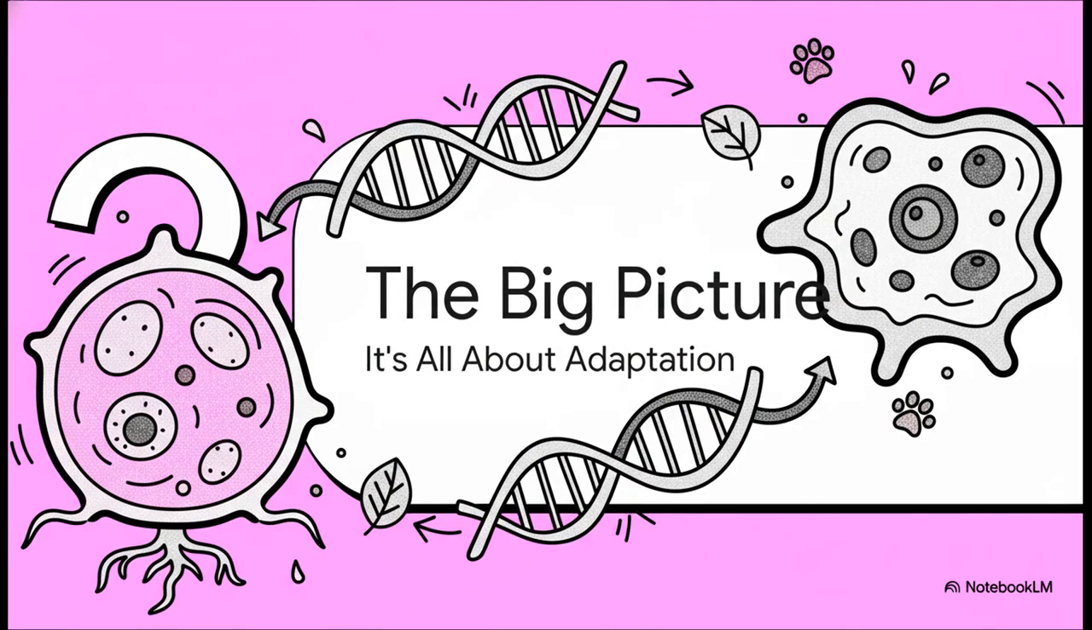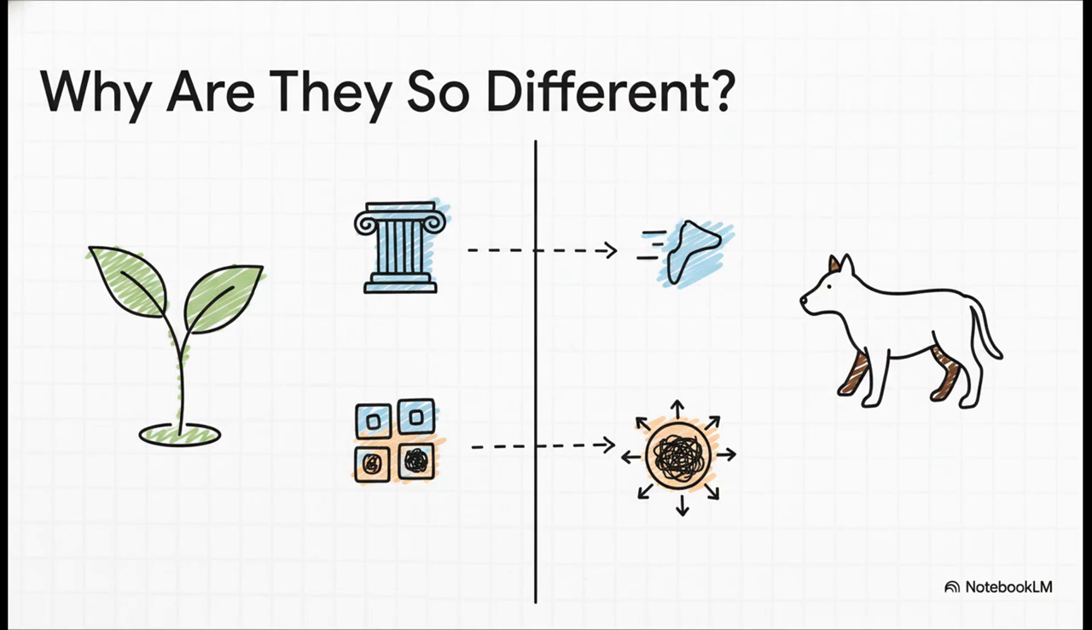So let's put it all together now. We've seen all these differences, but what's the big idea? Well, it all comes down to a very important concept in biology: adaptation. Every difference we discussed, from supportive tissues to meristematic tissues, from using dead cells to needing high energy, all of these are adaptations. They are perfect solutions that have developed over millions of years to help plants and animals survive in their very different ways of life.